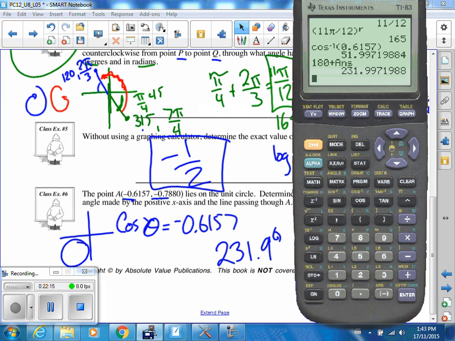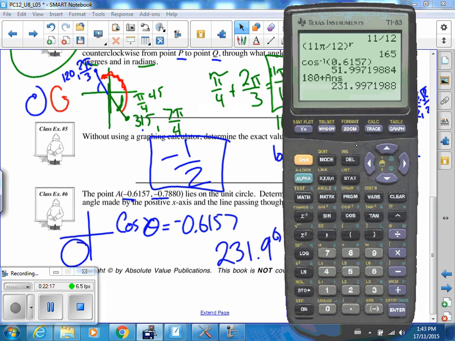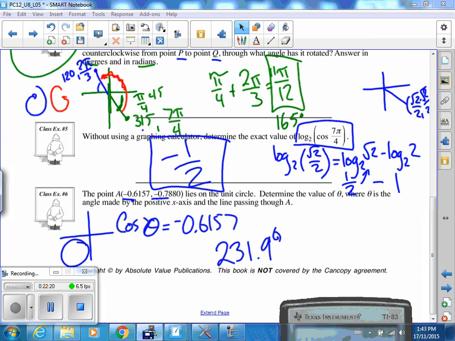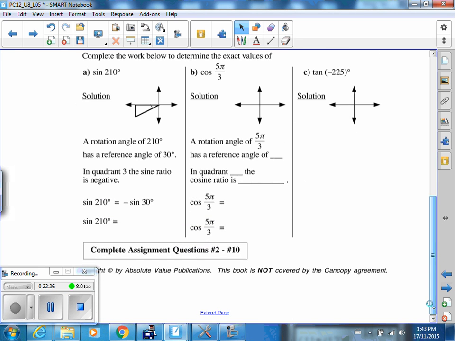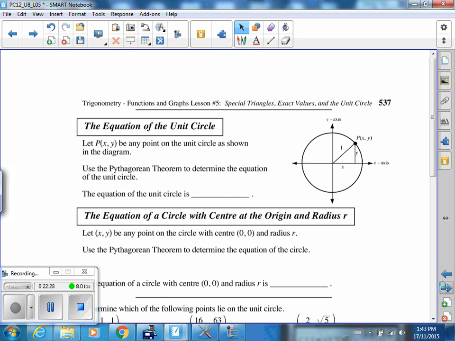degrees. Okay. Onwards. Don't even worry about this. Don't even show it. Not really. Just use your unit circle.